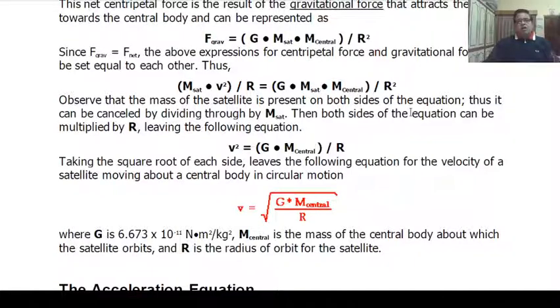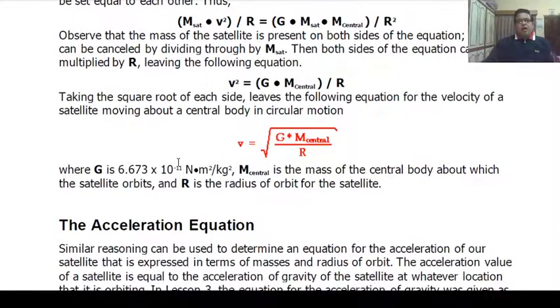So our velocity V square becomes G M central upon R, and V equals the square root of G M central upon R, where G is the gravitational constant, which everybody knows about. And M central is the mass of the central body. By using this expression we derive it.